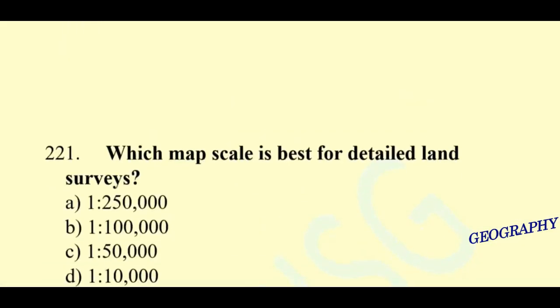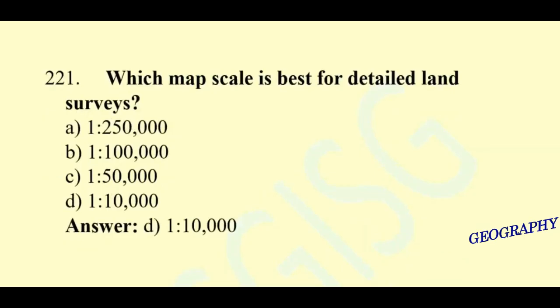Symbol, scale and interpretation. Question 221. Which map scale is best for detailed land surveys? 1:250,000, 1:1 lakh, 1:50,000 and 1:10,000. Of course, the smaller the scale, the smaller the details, so large scale means 1:10,000 will be the right answer. Large scale, more detailed.